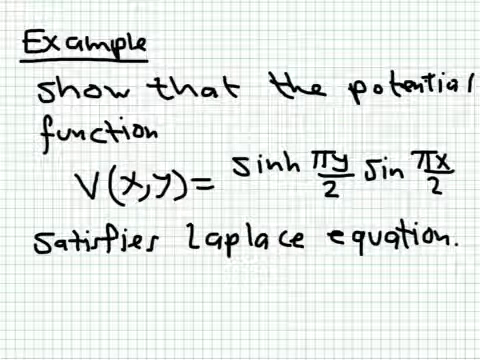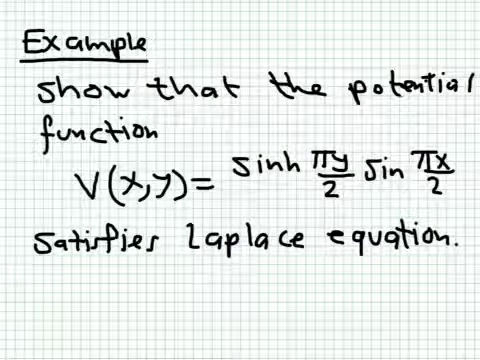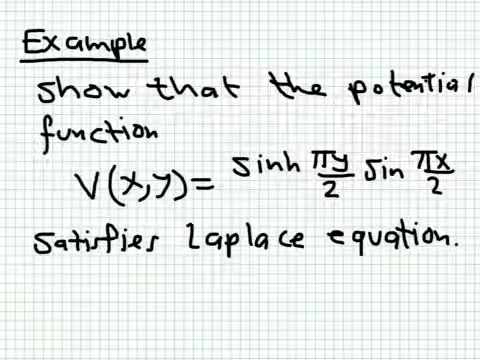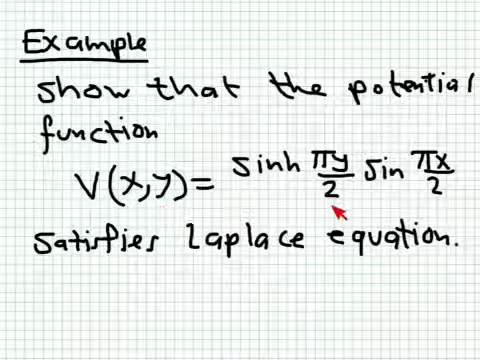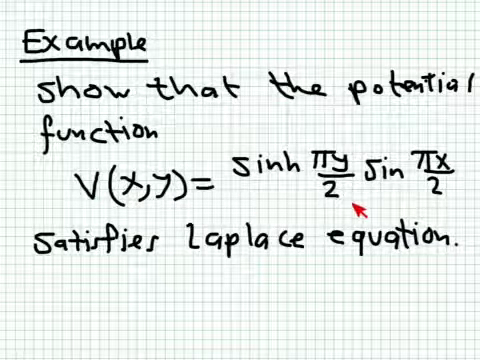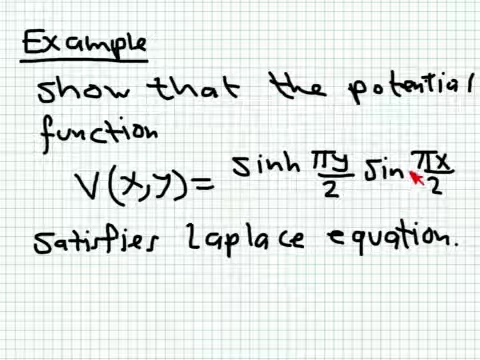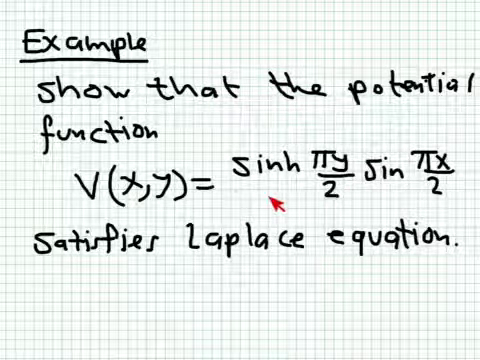Some applications of these identities and so on, I decided to explore a little bit here. So the first one is to show that the potential function, we have here a potential function V. It's a function of x and y. It's not a function of z. Sine hyperbolic pi y over 2 multiplied by sine pi x over 2. Well, I'd like you to show me that this one satisfies Laplace's equation.